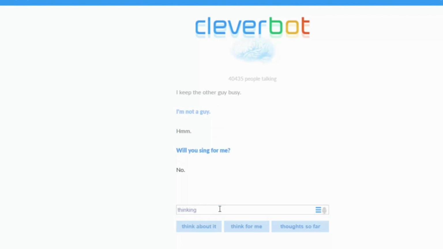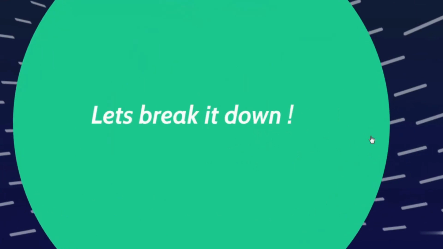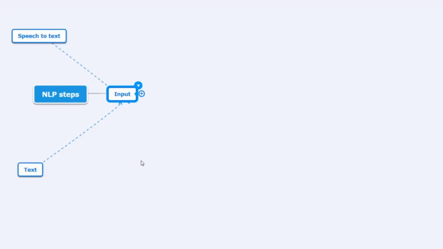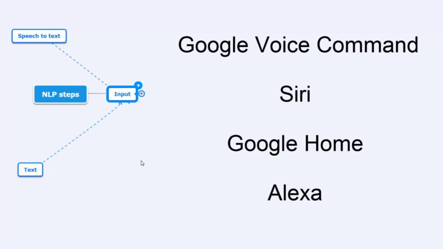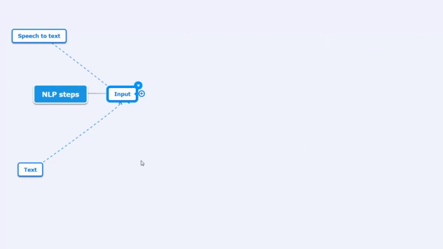Now, let's try to break these down and see the different sub processes involved. NLP is a highly complex subject and one of the most difficult problems of our age. We will take a very high level look at it to understand the big picture. The input to an NLP system can come in as either speech or text. Ultimately, it has to be converted to text. The conversion of speech to text itself is a highly complex task and a subject of its own. So now let's assume that we have the text.